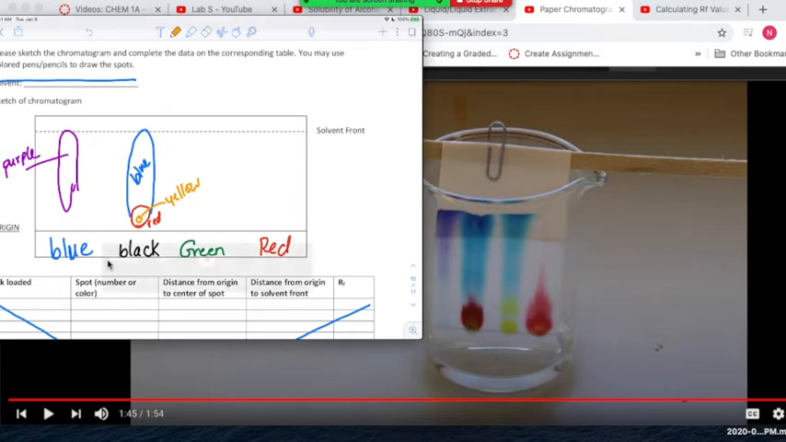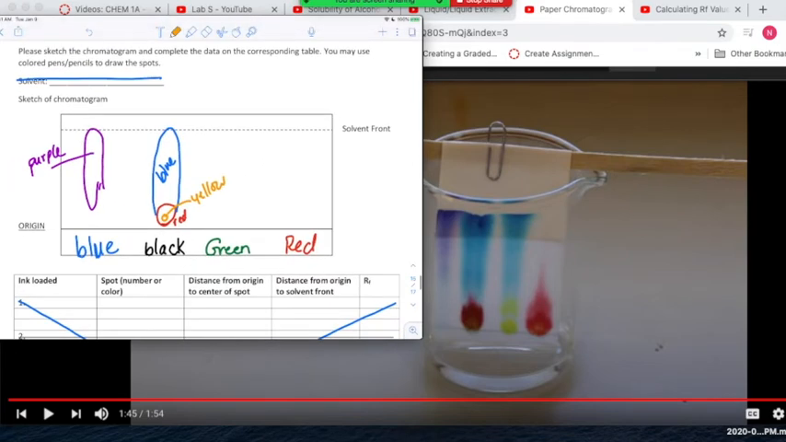All right. So any questions about what we did so far in terms of this chromatogram?